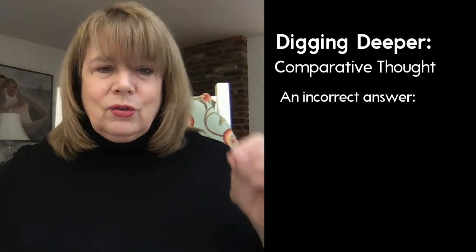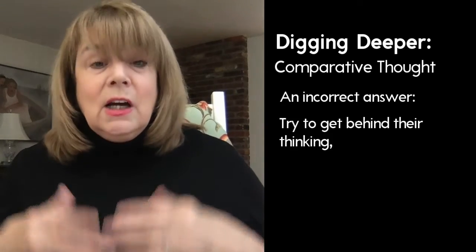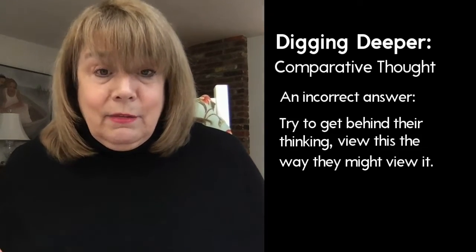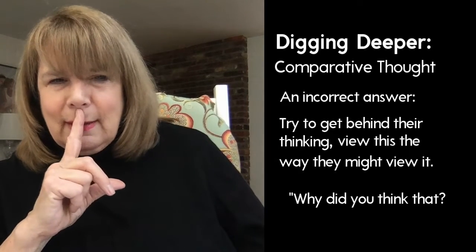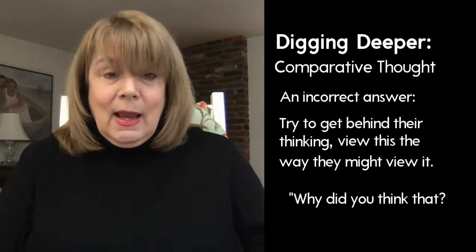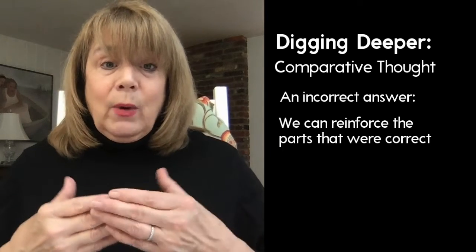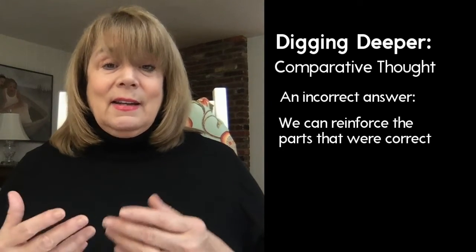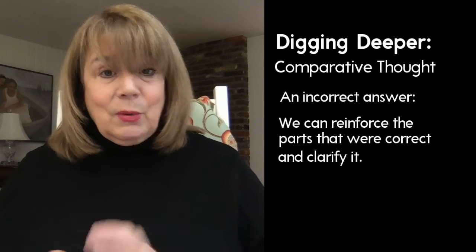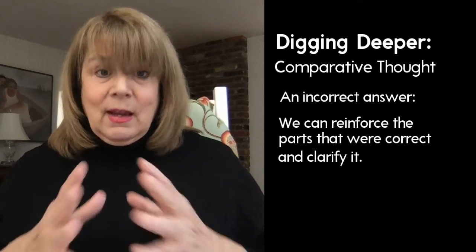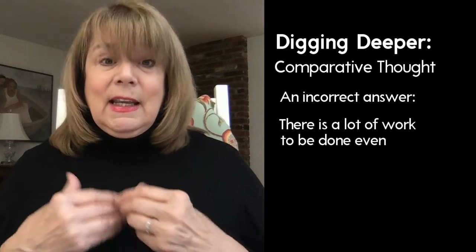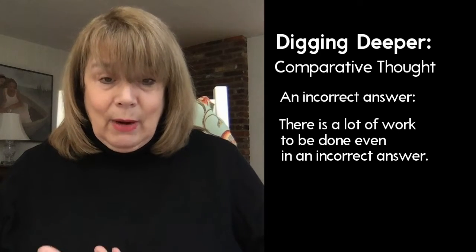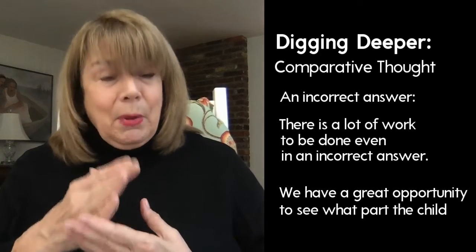So what we want to do when a child gives an incorrect answer is try to get behind their thinking, view this the way they might view it, and think, why did you think that? And by doing so, we can reinforce the parts that they were correct upon and then clarify it. So it's not just a yes or no, right or wrong thing. There's a lot of work to be done. Even in an incorrect answer, we have a great opportunity to see what part the child was really attending to.